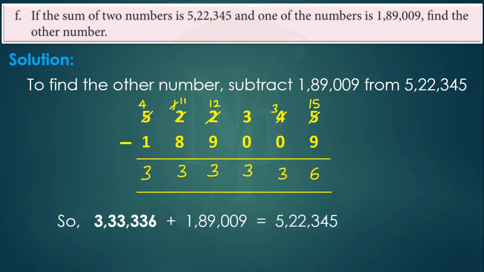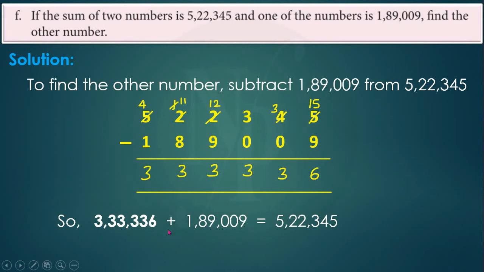So 3,33,336 plus 1,89,009 is equal to 5,22,345. This is what is required. This will be the addition statement.